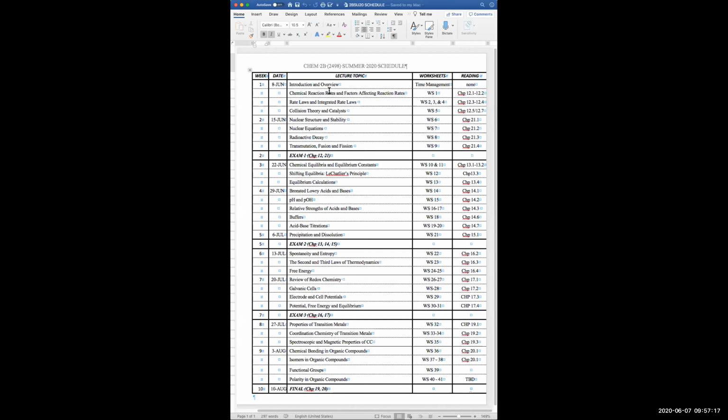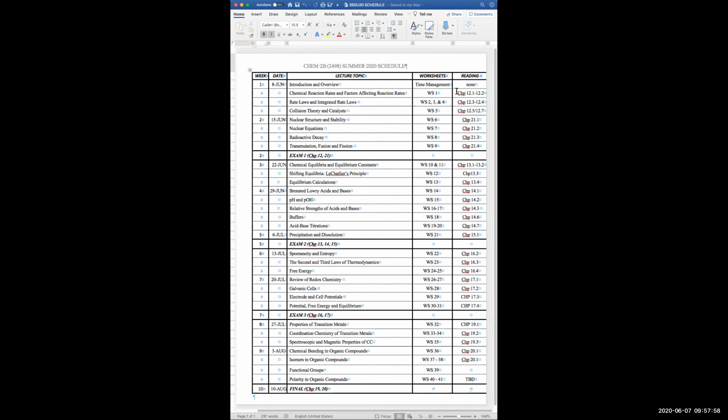So today's lecture is going to be on chemical reaction rates and factors affecting reaction rates. We're going to be using worksheet number 1. You can find that in the module for this chapter. You'll want to probably download that, print it if you have that available, so you can just see it or take notes on it while we go through this lecture. The next lecture that you'll look at, rate laws and integrated rate laws, is going to be using worksheets 2, 3, and 4. And we'll be covering the sections 12.3 and 12.4 in the book.